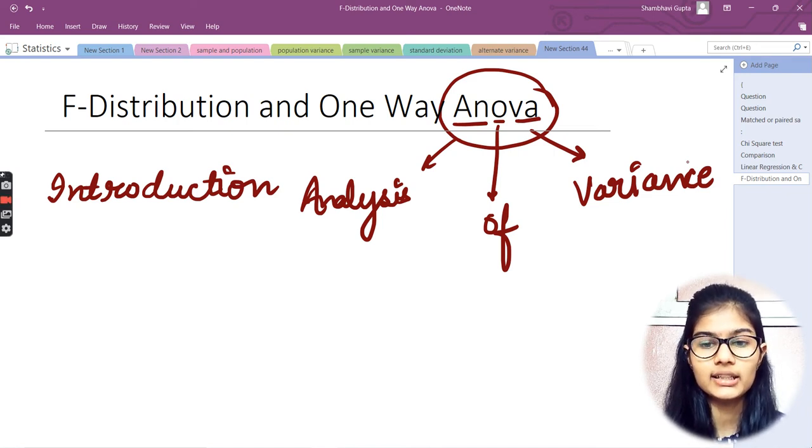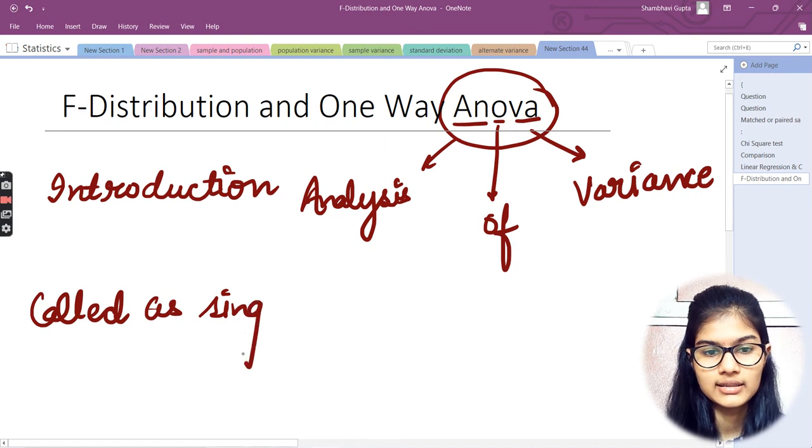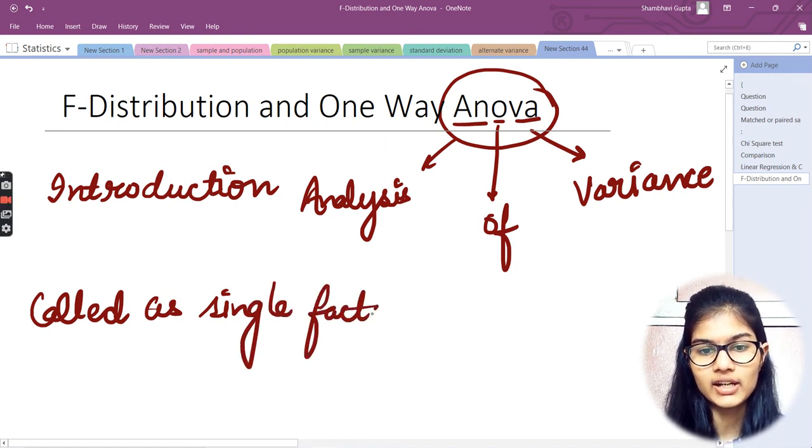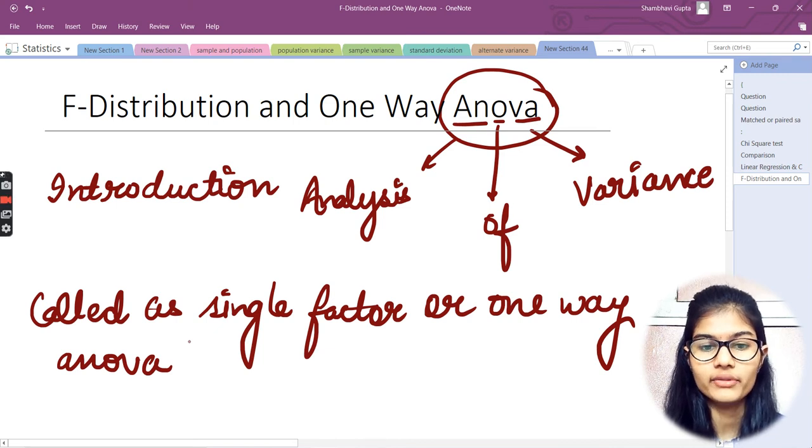Now, in this chapter we are going to study the very simplest form of the Anova, which is called a single factor, or one-way Anova. I will write that out. It is called a single factor, or it is called a one-way Anova.